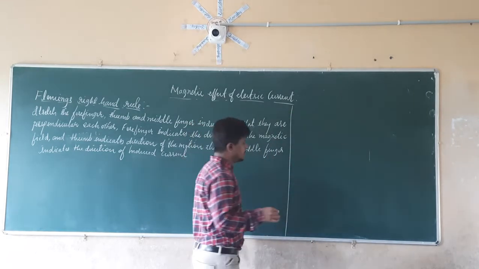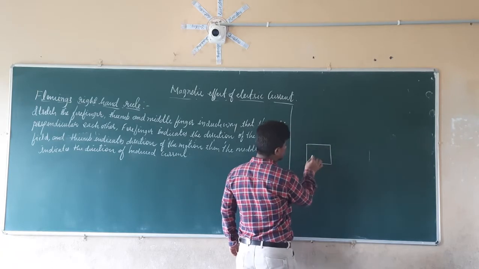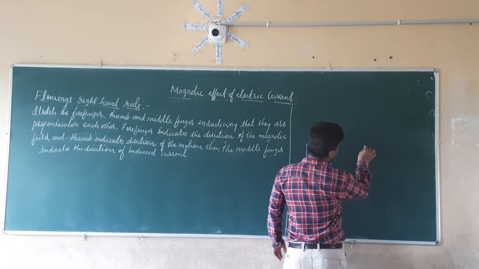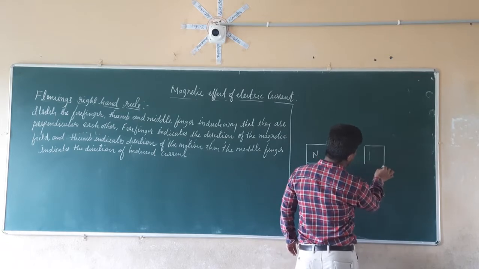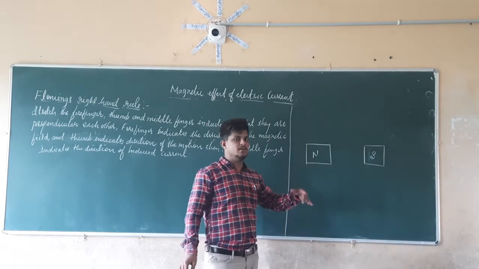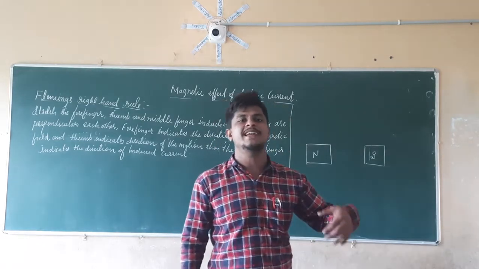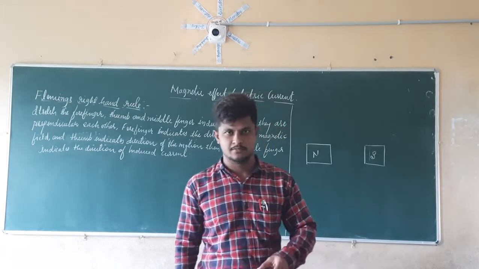So we know that if I take a magnet like this, this is the north pole of the magnet and this is the south pole of the magnet. Right. So we already know how electromagnetic induction takes place, that is, how we are going to get an induced current or induced voltage.